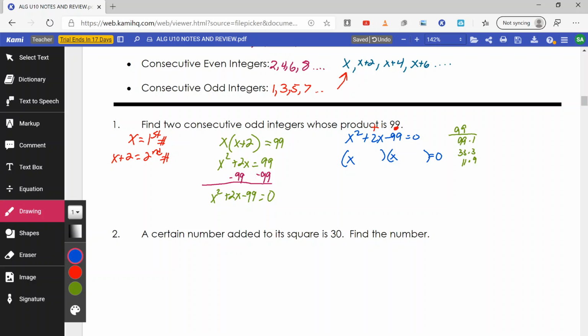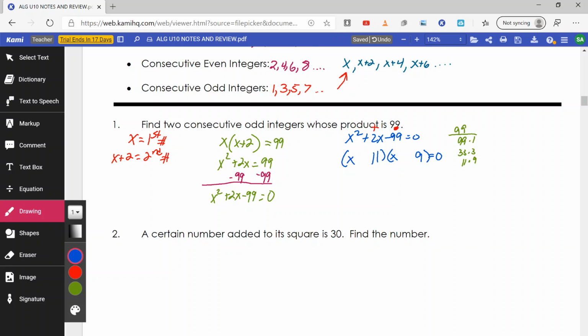99 plus 1 gives me 100. 99 minus 1 is 98. 33 plus 3 is 36. 33 minus 3 is 30. 11 plus 9 gives me 20. 11 minus 9 gives me 2. So that is what I want. I want 11 and 9.